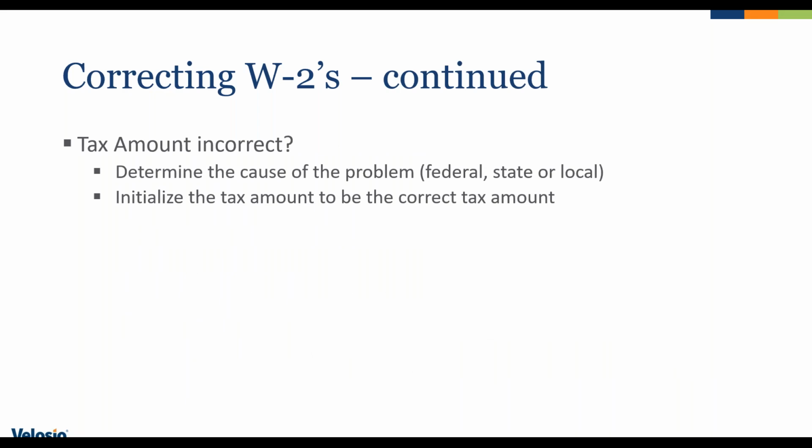Now, if a tax amount is found to be incorrect, we would want to determine the cause of the problem. Is the issue with the federal, state, or local taxes? With that, we would make sure that your federal deductions are properly coded as a type of federal in the deduction maintenance screen. Along the same route, if it's a state deduction, those should be properly coded as a type of state in the deduction maintenance.